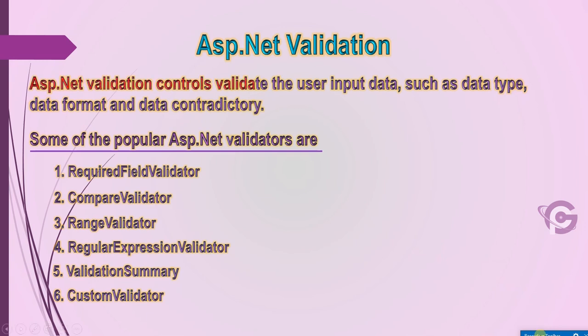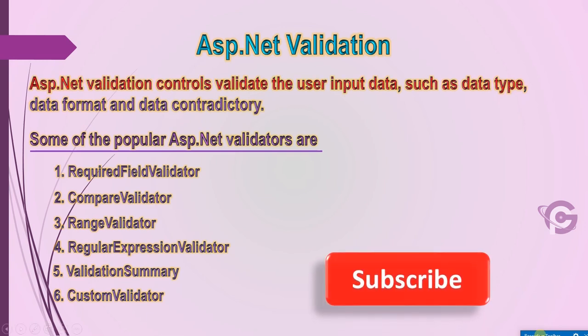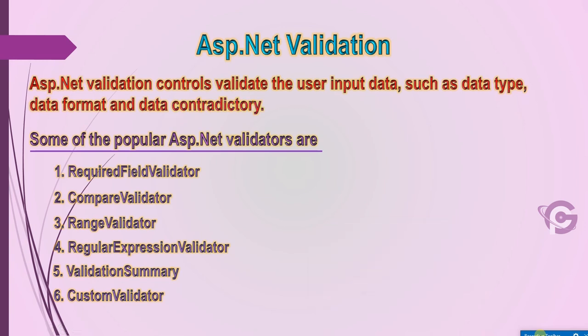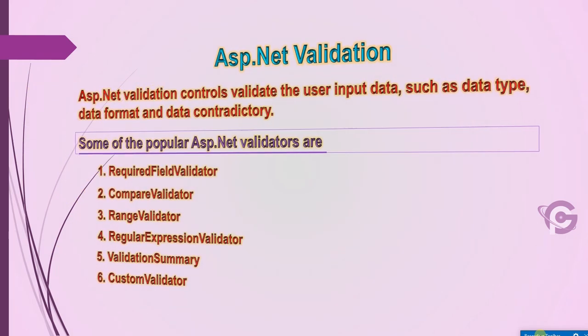ASP.NET Validation Control validates the user input data, such as data type, data format, and data contradictory. Some of the popular ASP.NET validators are required field validator, compare validator, range validator, regular expression validator, validation summary, custom validator.